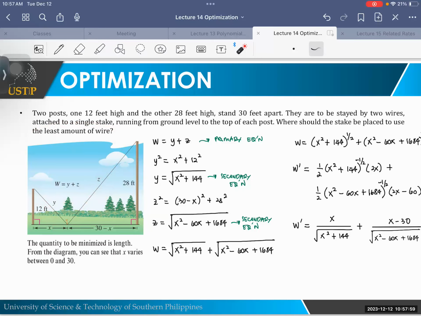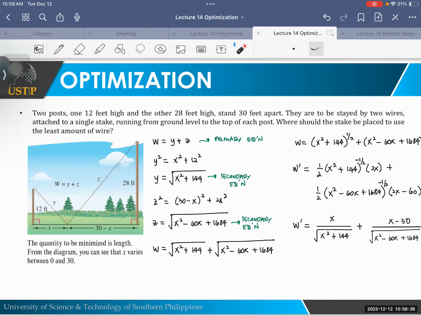The question is about the least amount of wire. So, since we want the least amount of wire, your primary equation should be the length of wire. Correct? Based on this diagram, there is this length of wire and that length of wire. If you add them, that is the whole length of wire. But we separate them because they create triangles here.